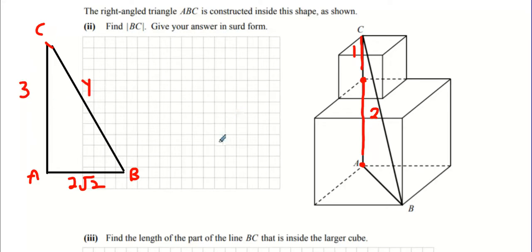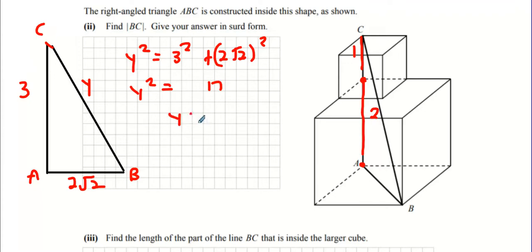We'll call this length y to find out what B to C is. So y squared equals 3 squared plus 2 root 2 squared. Put all that into the calculator and get y squared equals 17. Then y therefore equals the square root of 17.